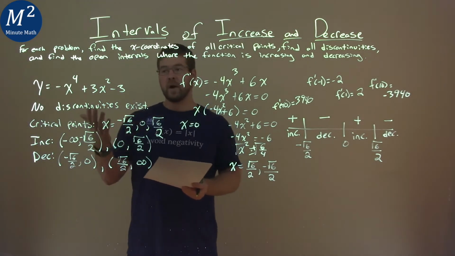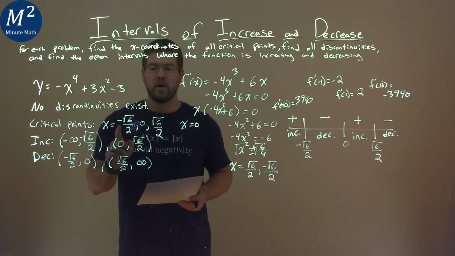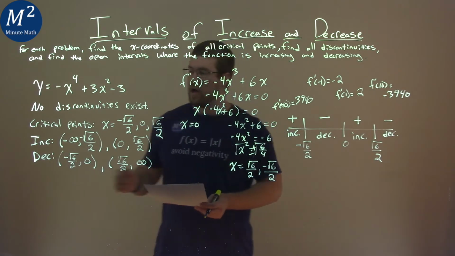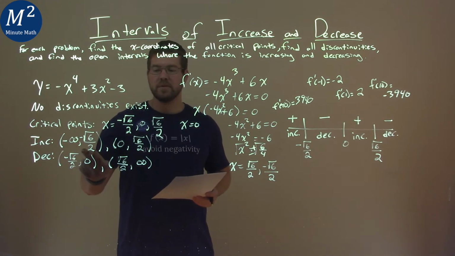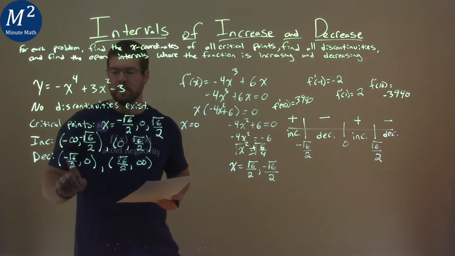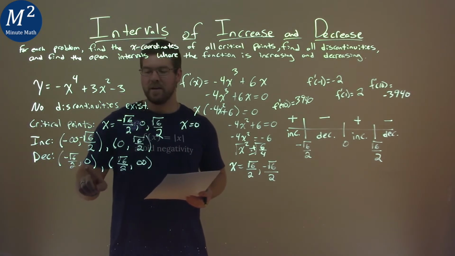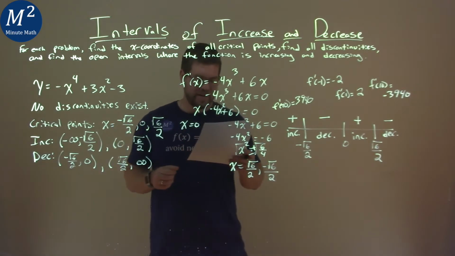And so again, our final answer here for this function is no discontinuities exist. Our critical points are at x equals negative square root of 6 over 2, 0, and square root of 6 over 2. We're increasing on the interval from negative infinity to negative square root of 6 over 2, and from 0 to square root of 6 over 2. And we're decreasing from negative square root of 6 over 2 to 0, and from square root of 6 over 2 to positive infinity.